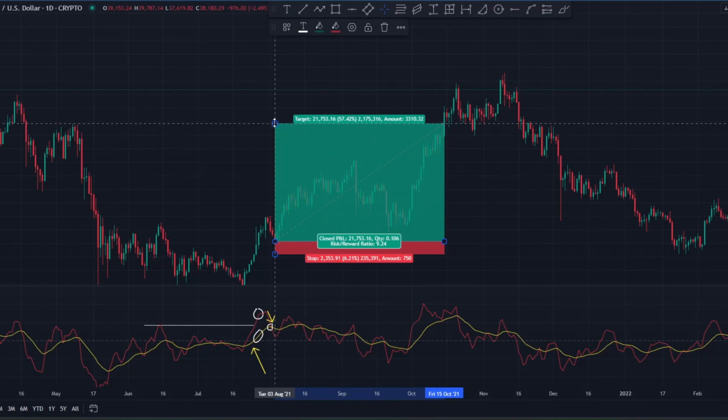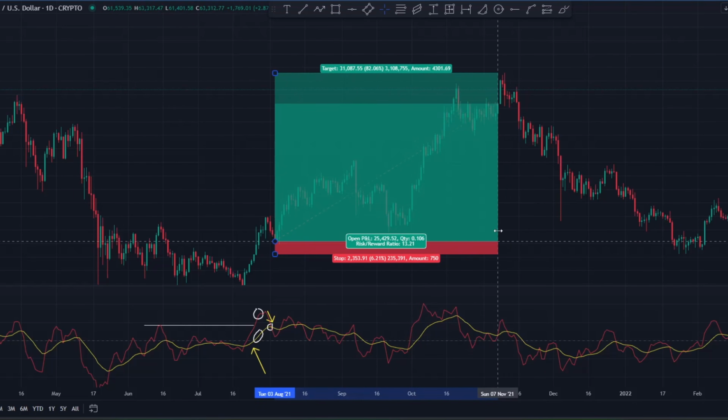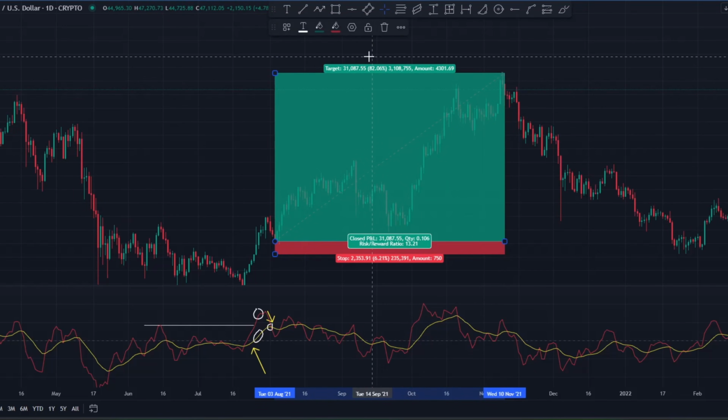Now, if you're someone who's up for taking a little more risk, you could hold onto the trade by adjusting your stop loss or averaging it out. And wow, check this out. 82% profit. Can you show me another strategy that delivers these kinds of gains? That's the power of the MACD right there.